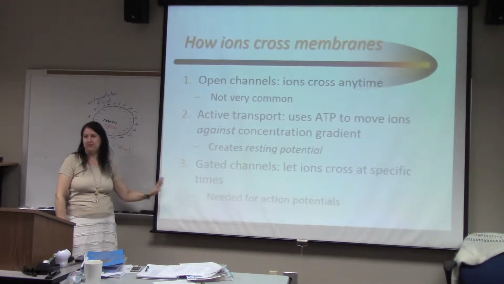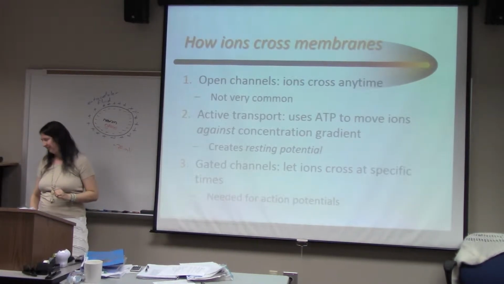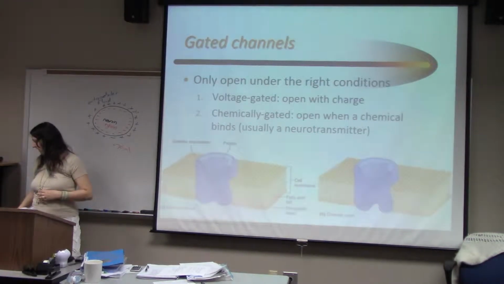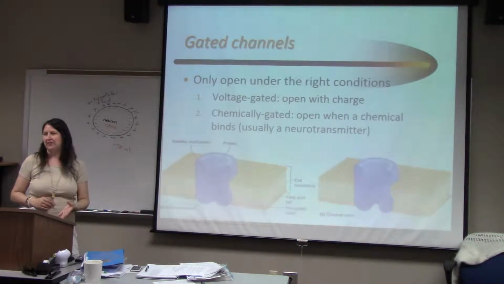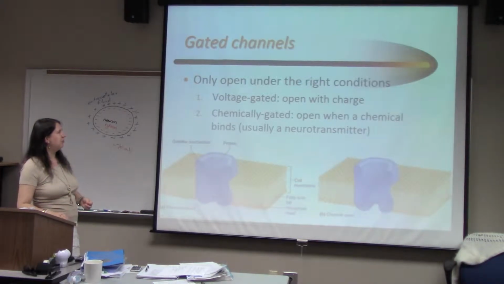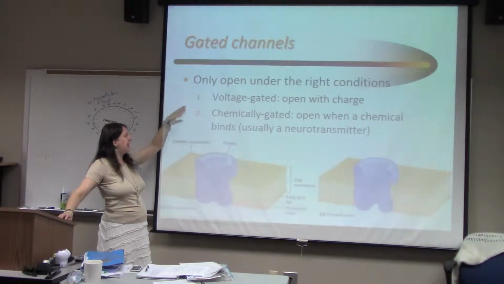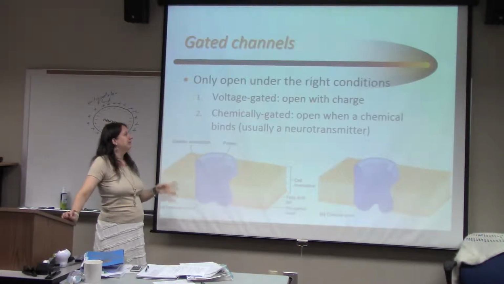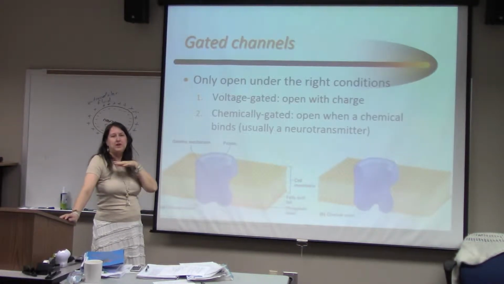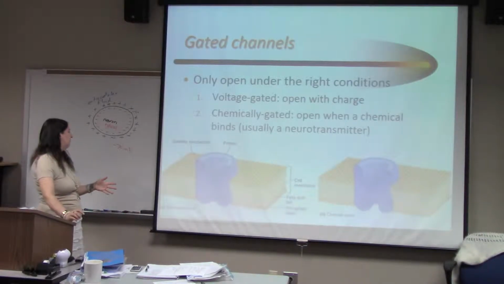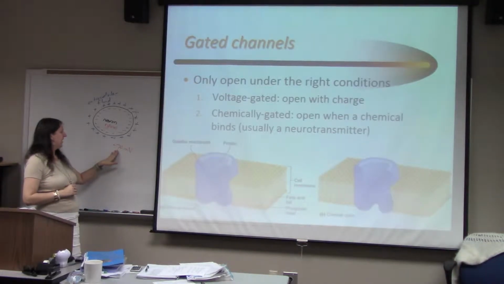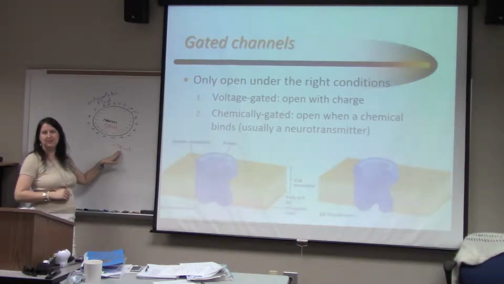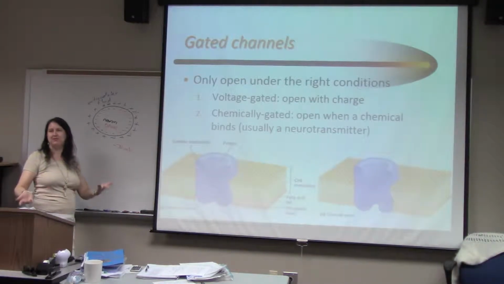Gated channels are required for action potentials. Two major types of gated channels, classified by what causes them to open, are voltage-gated and chemically gated. Voltage-gated open when there's a certain change in charge. For example, if other ions get moved and the membrane potential changes from -70 to -55, that could open a voltage-gated channel.